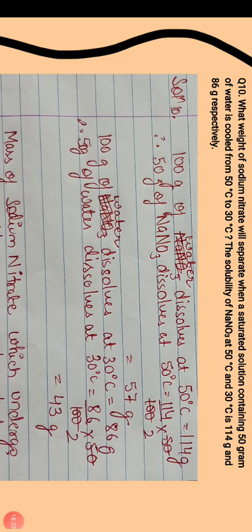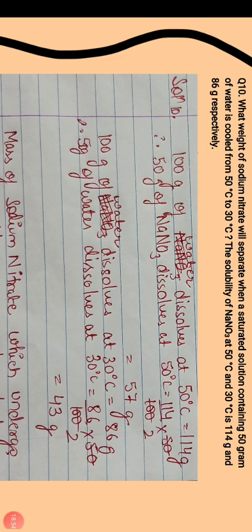In the second line, just make a change: 50 grams of water will be there. Instead of NaNO3, just cut it and you can write water. So 50 grams of water will dissolve at 50 degrees Celsius equal to 114 upon 100 multiplied by 50. So after solving you will get 57 grams. So that means in 50 grams of water, 57 grams of sodium nitrate will dissolve.